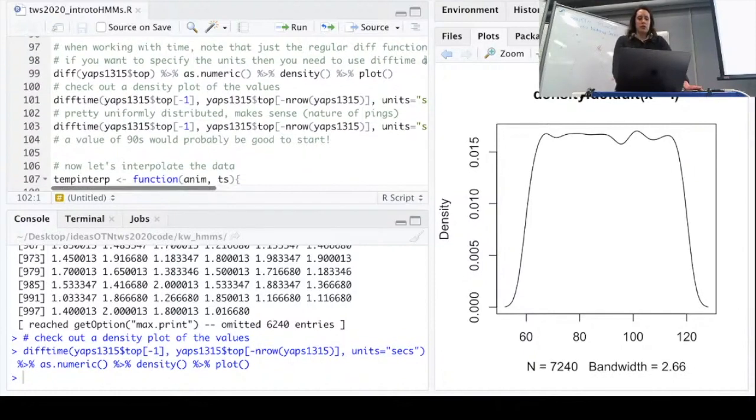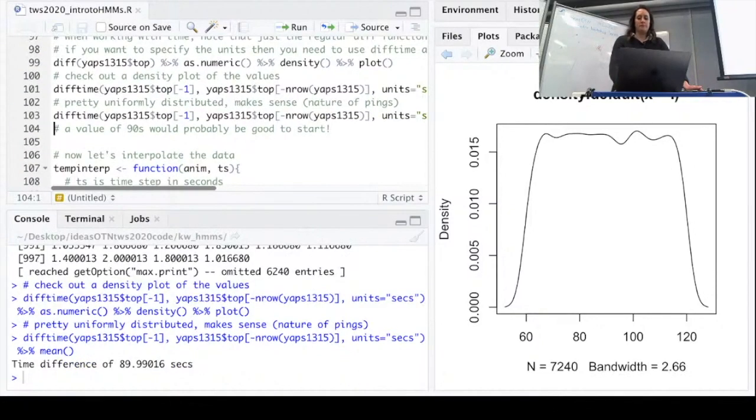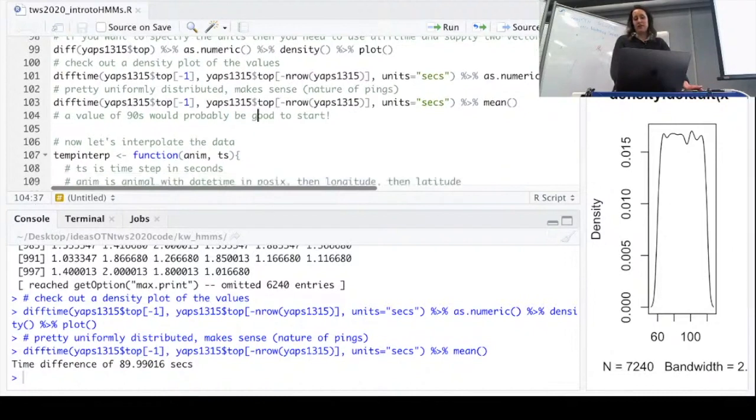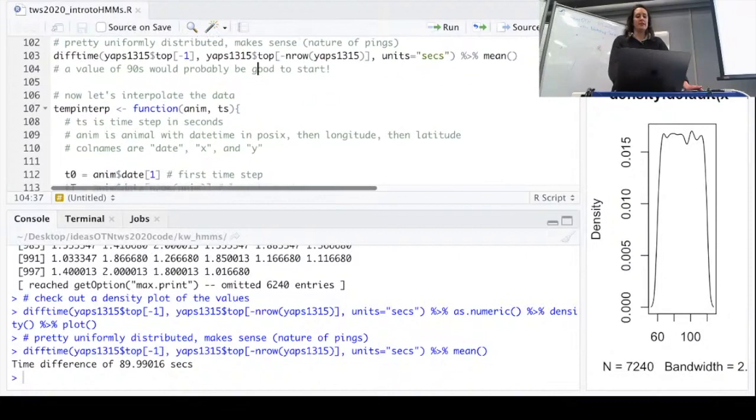What am I doing here? Here, I'm just calculating the mean, just to look and see what that mean is, but I was pretty sure it was 90 seconds. And as a result, I feel like a value of 90 seconds would probably be a good way to start in terms of interpolating our data.